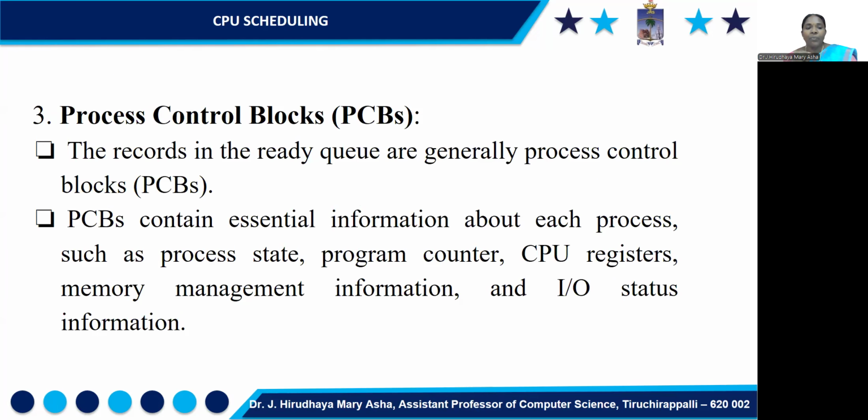And the last one is the process control block. Process control block represents the information about each process, such as the process state, program counter, CPU registers, memory management information, and IO state information.